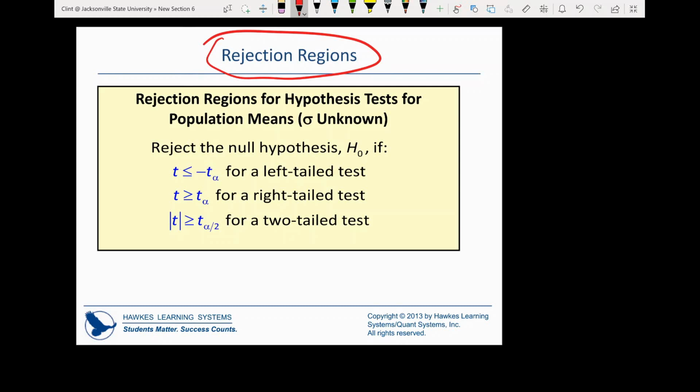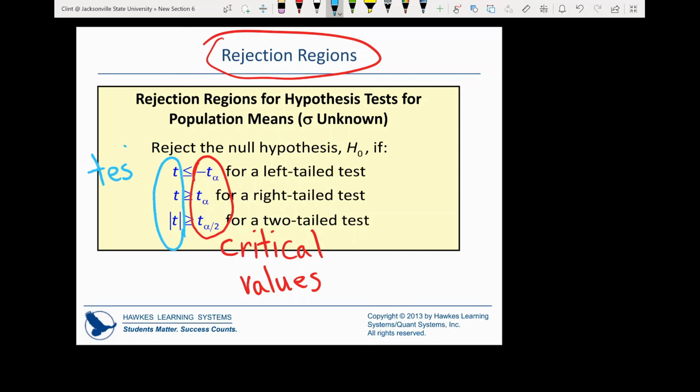So if we're doing a left-tailed test, on this side, these are the critical values. So these t-values on the right side, we're just going to look those up in the t-table. And then the t-values on the other side, these are our test statistic t's. So these t's are coming from our formula.